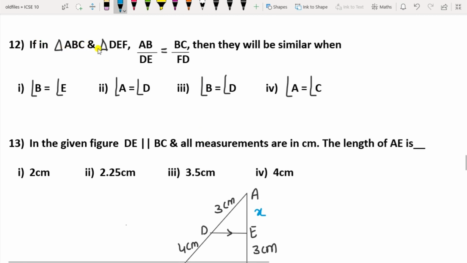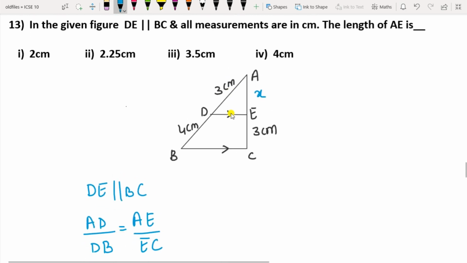If in triangles ABC and DEF, AB upon DE equal to BC upon FD, then they will be similar when. So you can see in both these cases B is common and here D is common. So when angle B will be equal to angle D, then they will be similar. So option 3 is the correct option.